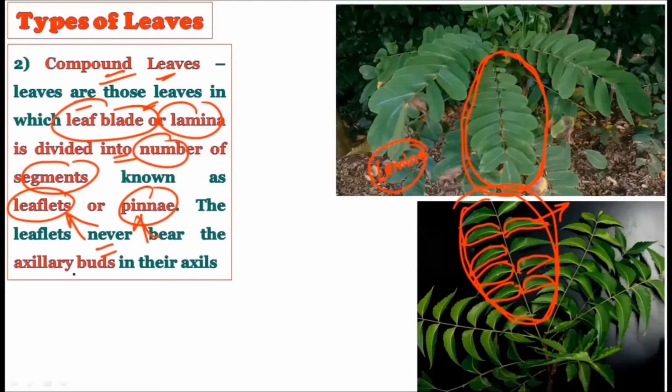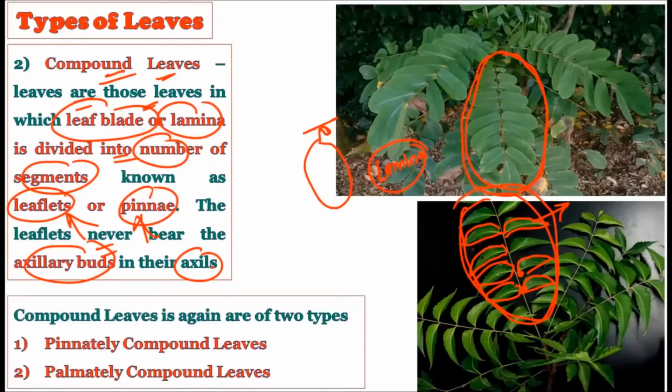The leaflets never bear an axillary bud in their axils. This is very important, because whenever you see a complete leaf or simple leaf, it tends to have an axillary bud in its axil, but this axillary bud does not show its presence in the compound leaf. The leaflets never show the presence of an axillary bud in their axils. So this is the important difference between the whole leaf or simple leaf and the leaflets of the compound leaf.